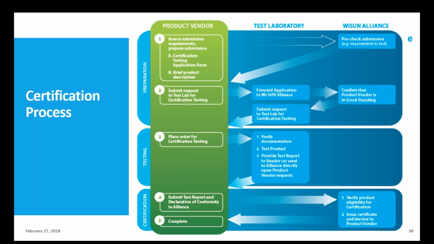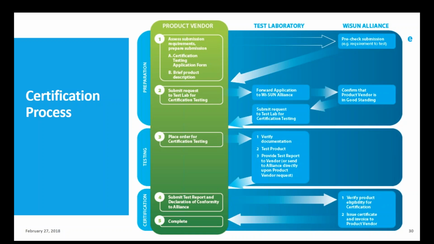So the product vendor is encouraged to engage the alliance to pre-check the submission. So you can contact our officers to pre-check what are the required documents. And after the required documents are pre-checked, the product vendor can then submit a request to the test lab to schedule for certification testing. And normally what the test lab will do is the test lab will engage the alliance to check the standing of the product vendor.